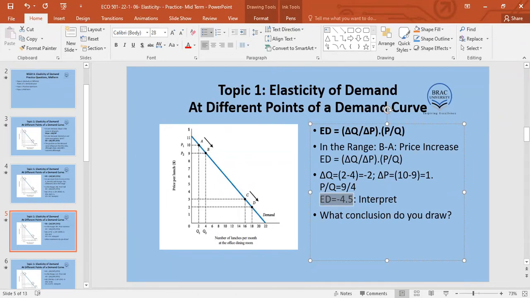If the price in the AB region increases by 1 unit from 9 to 10, demand responds by 4.5 times. মানে কি? Demand কমে যাচ্ছে by 4.5 times. People are wanting to buy 4.5 times less than before. That is definitely bad news, right?